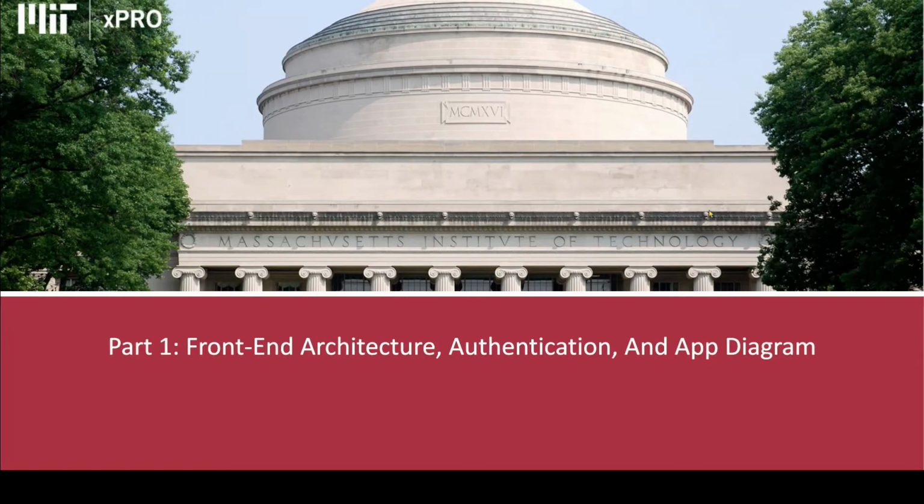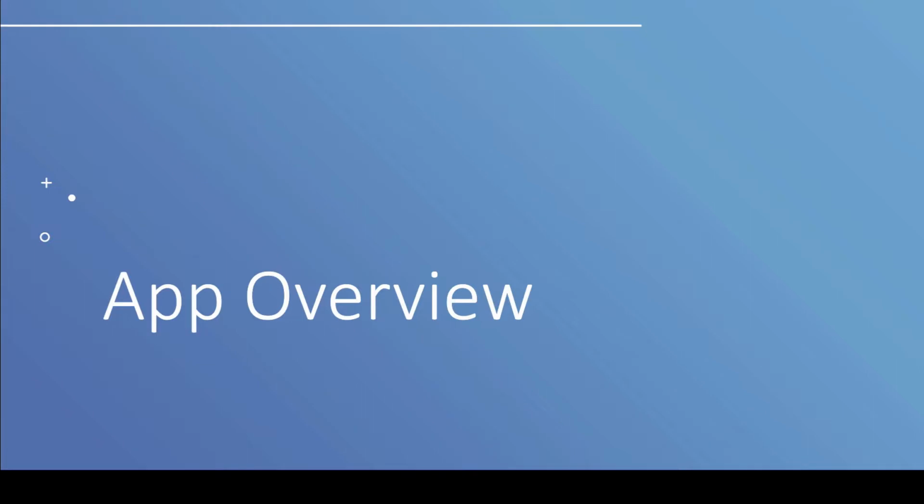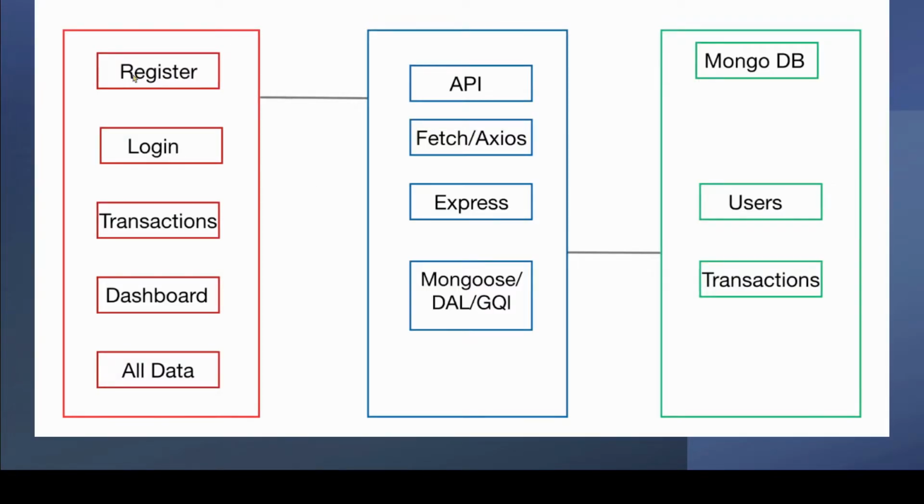I'll be talking about the front-end architecture and app diagram. This is an app overview. In my application, the user can interact with the website through register, login, transactions, the dashboard, and all data. My middle tier is using an API, with access points, and I'm using fetch or Axios. My server is Express, and my database is MongoDB.